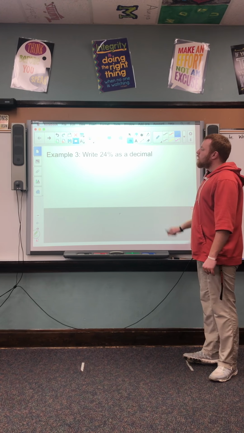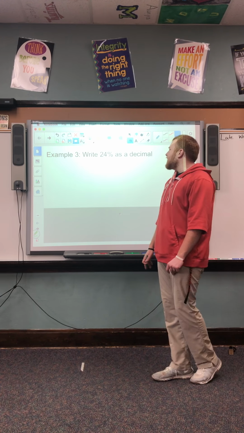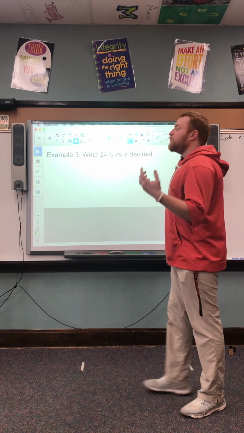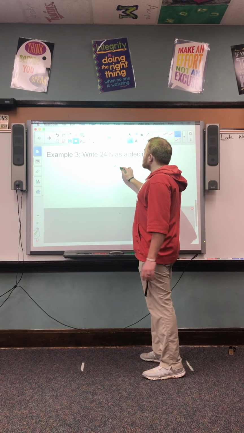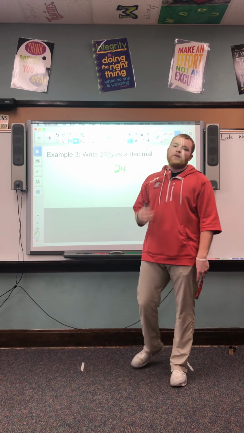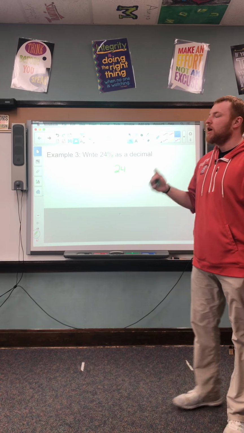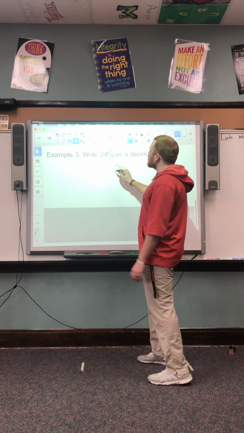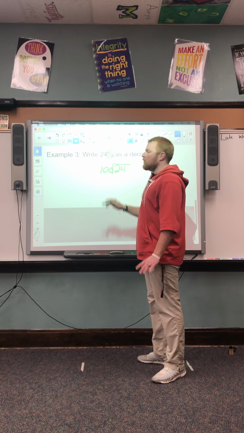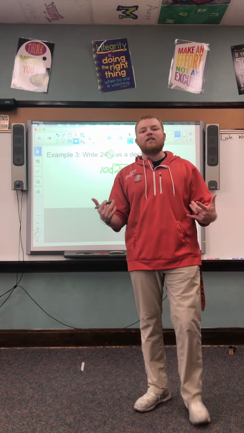Example 3: write 24% as a decimal. With this, your book shows you that you can divide 24 by 100. Remember, percent is always per 100. You absolutely can do that, and you'll get a decimal then.